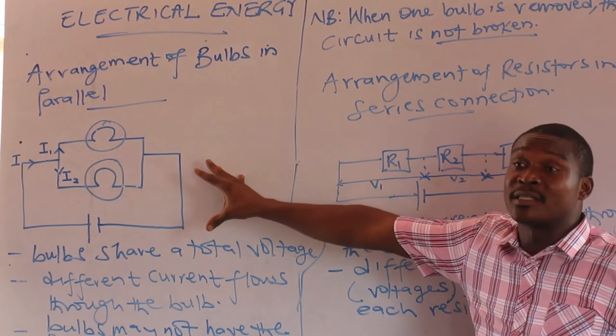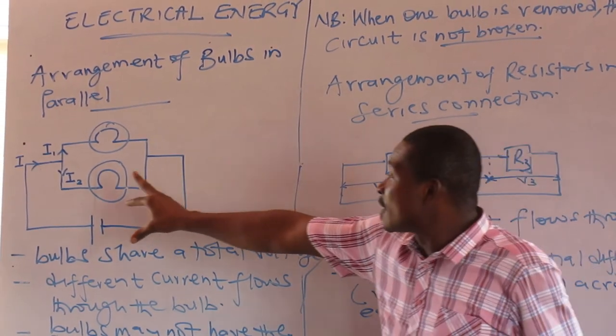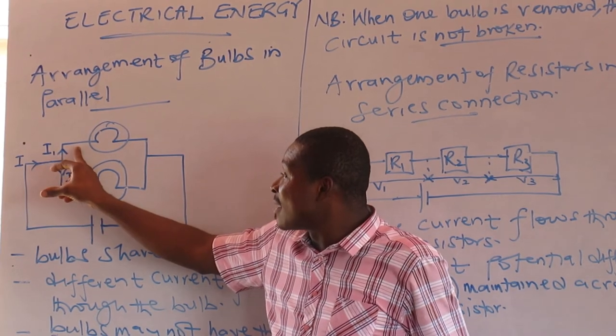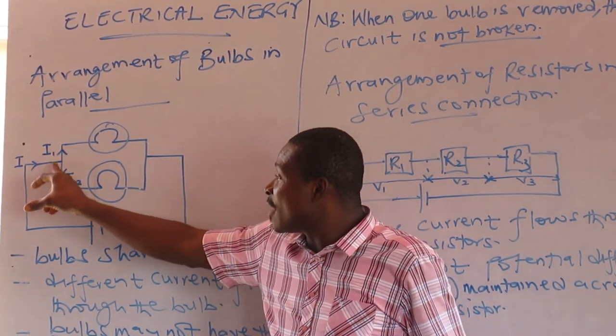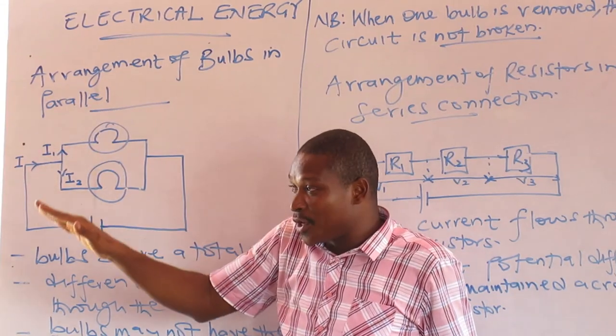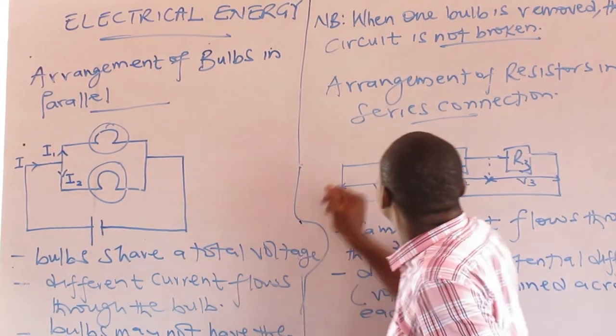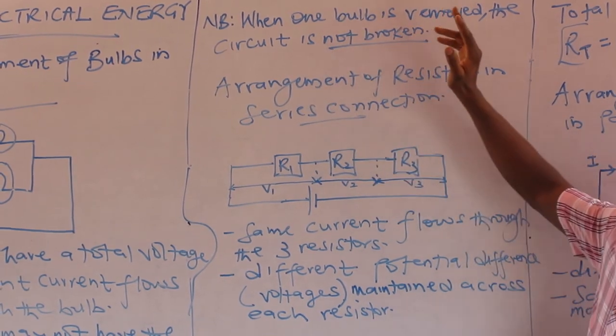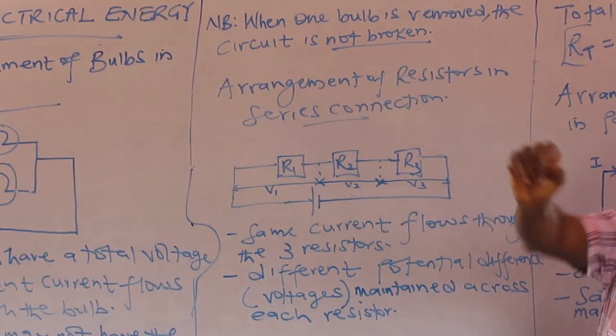For the arrangements in series connection, it's not going to be. Because one current, which should have caused a higher brightness here, is divided into two, one here, right? So that brightness will reduce. Are you okay? Good. When one bulb is removed, the second is not broken. So when one bulb goes off, it doesn't affect the other.